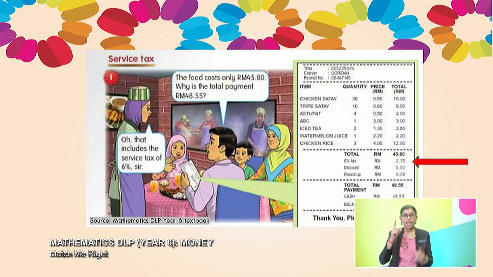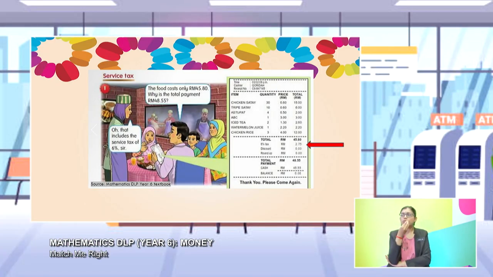Okay. On the screen, Sean, there is a service tax. The food costs only ringgit 45.80. Why is the total payment about ringgit 48.55, Sean? Normally kids will ask that. As a parent, we have to answer for them. The total cost is only 45.80, but why do we have to pay more for that? Oh, because of the service tax. Yes. So, as a parent, that includes the service tax of 6%. You can see on the screen. Ringgit 2.75 is the service tax, which is charged as 6%.